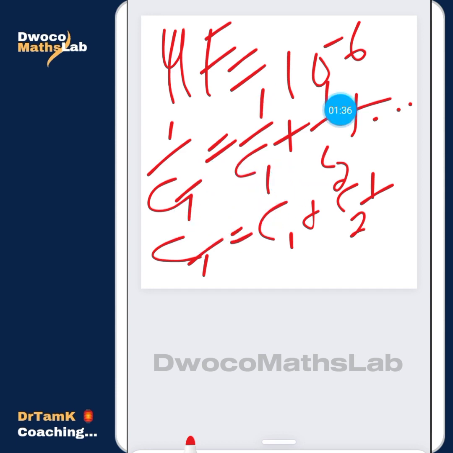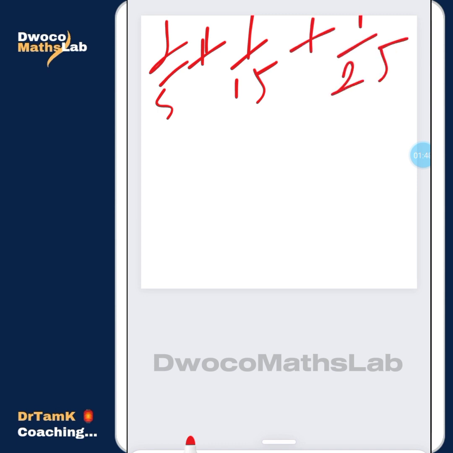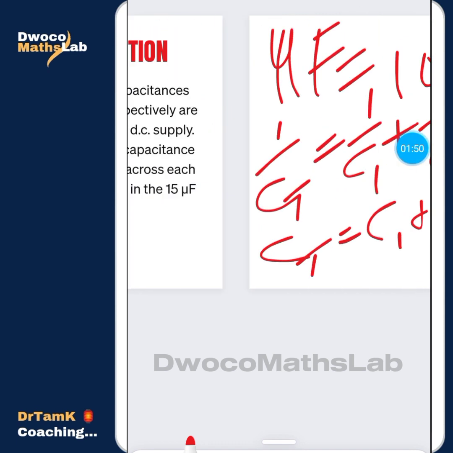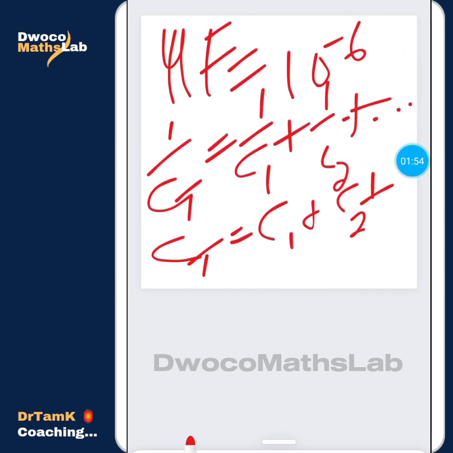1 over Ct equals 1 over C1 plus 1 over C2 and all of that. So I'm going to have 1 over 5 plus 1 over 15 plus 1 over 25. Those are the values that were given to us. I hope you take note of that. We have 5, 15, 25, all in microfarad.